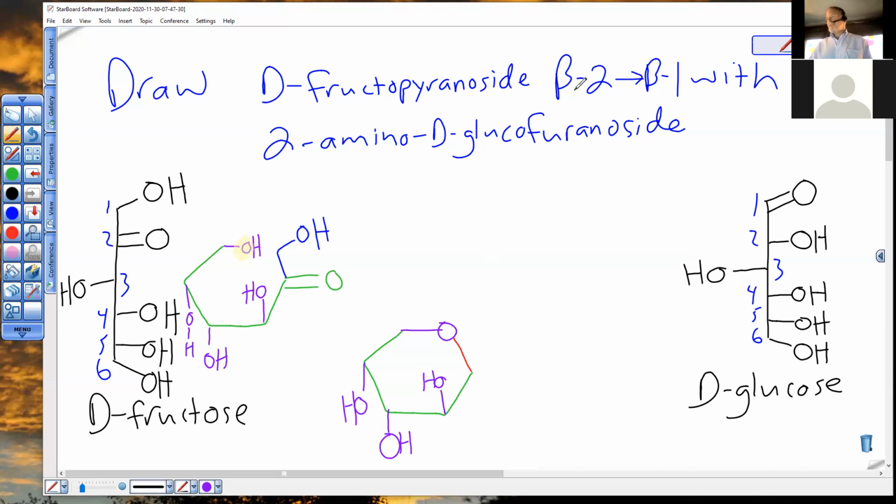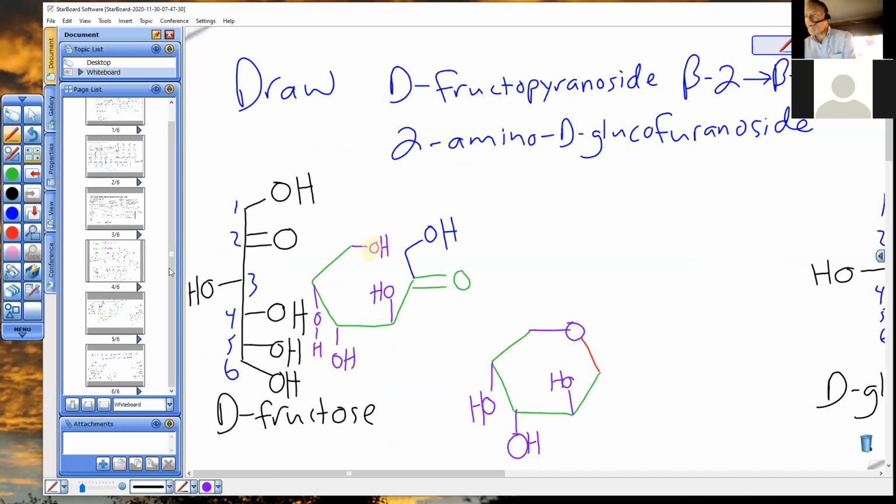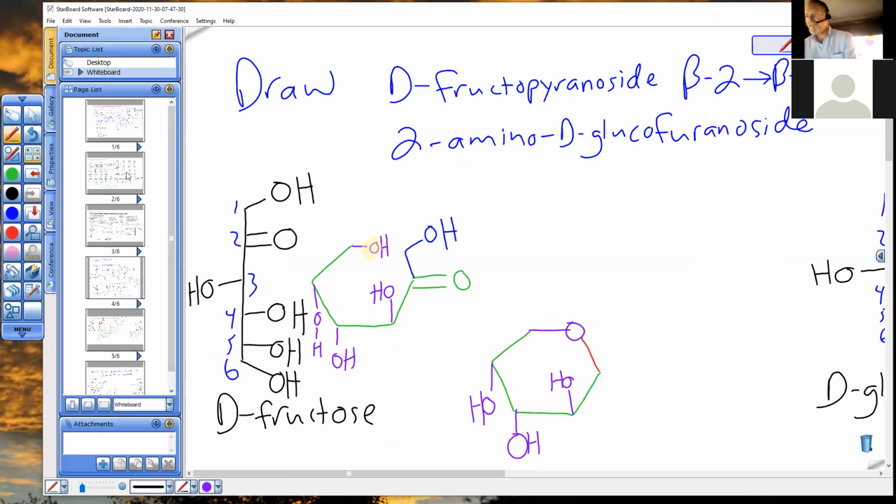Beta means the new O that you're going to draw on the anomeric position has to be cis to the CH2OH over there. There is no CH2OH over here. We use the CH2 to make the ring close. Let's go back to page 1 and see if we have an alternate definition if the CH2OH is missing. If not, I'll give you a nice alternate definition. It's not page 1, it was page 3.